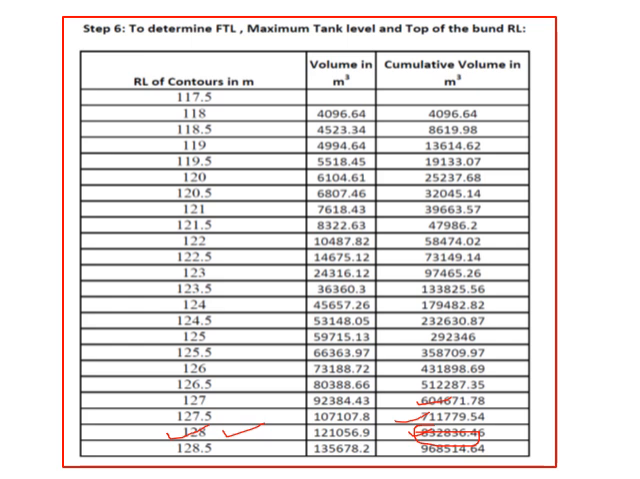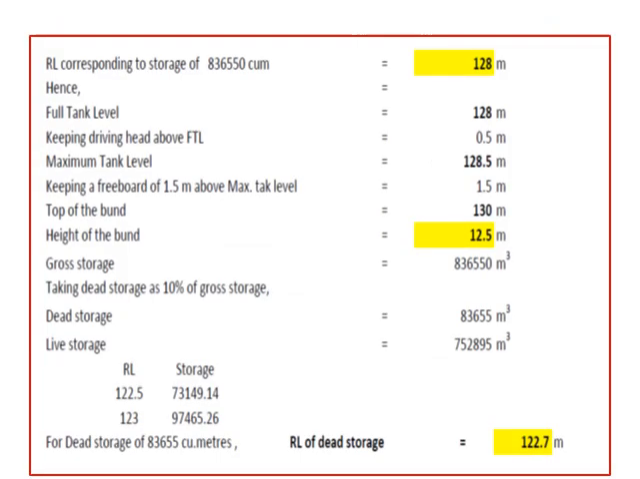Now we have found out the runoff volume from the previous volume. See from this table, where does it fit? That RL is nothing but the FTL. Now the rest of the calculation starts. We have fixed 128. Now 128 meters is the RL corresponding to this cubic meter. Now the full tank level becomes 128.